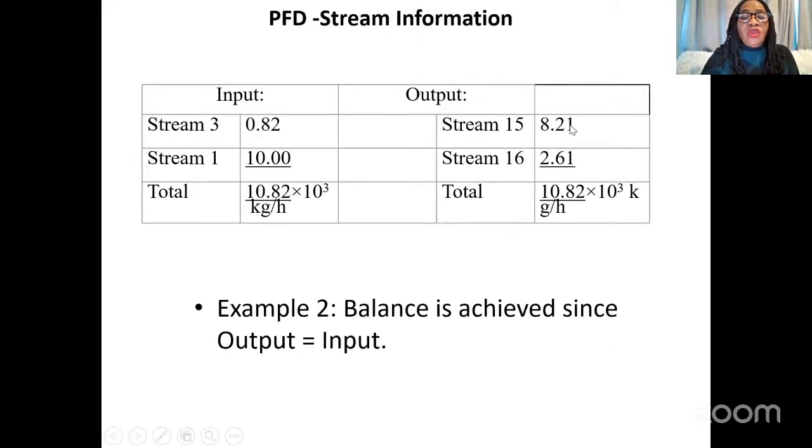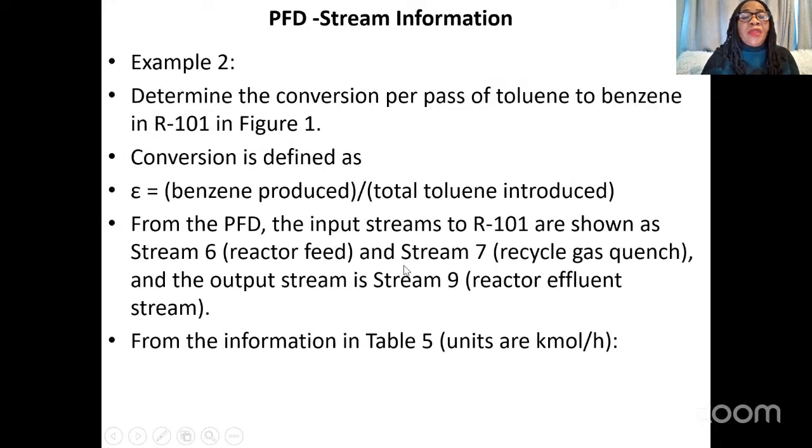Let's go and check. Okay, so you see, this is what we had. Because we are looking at mass flow, we go to the mass flow column, and we see here that it balances. So input is equal to output. There's no problem there. Now we're going to solve some other problems.